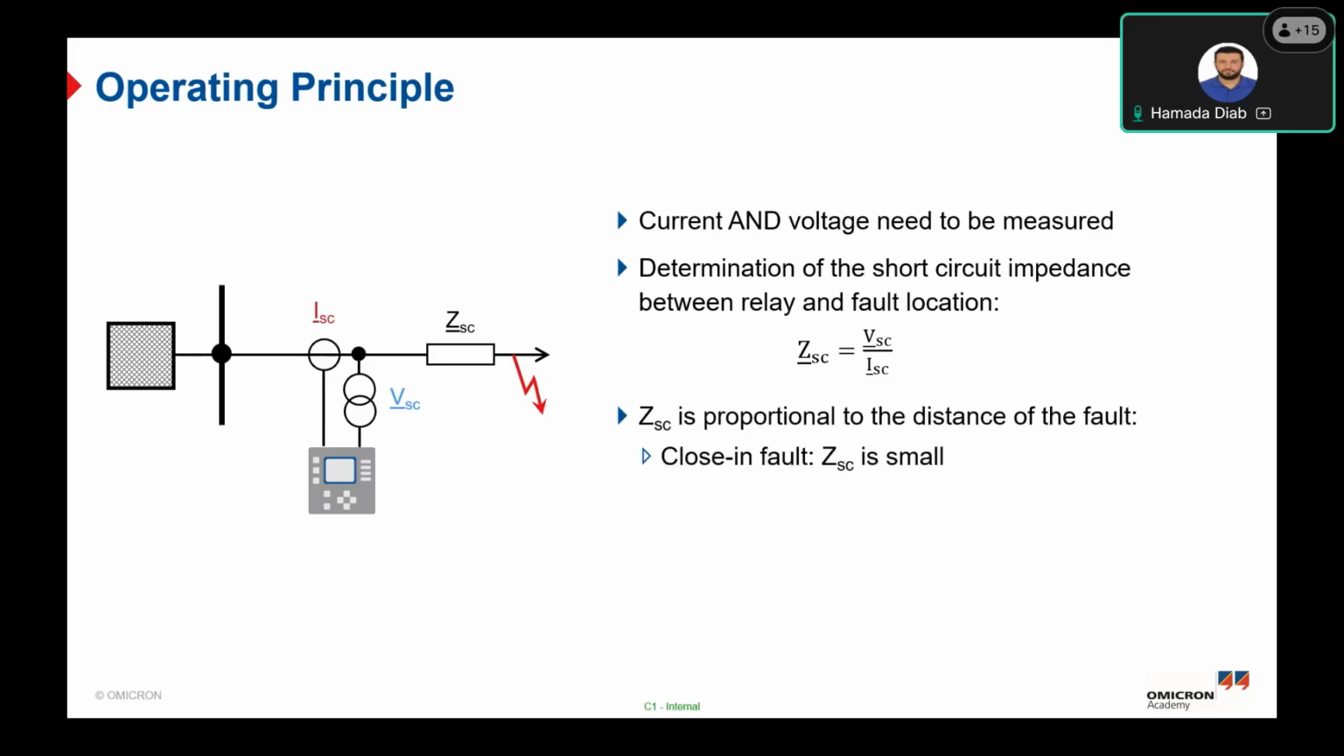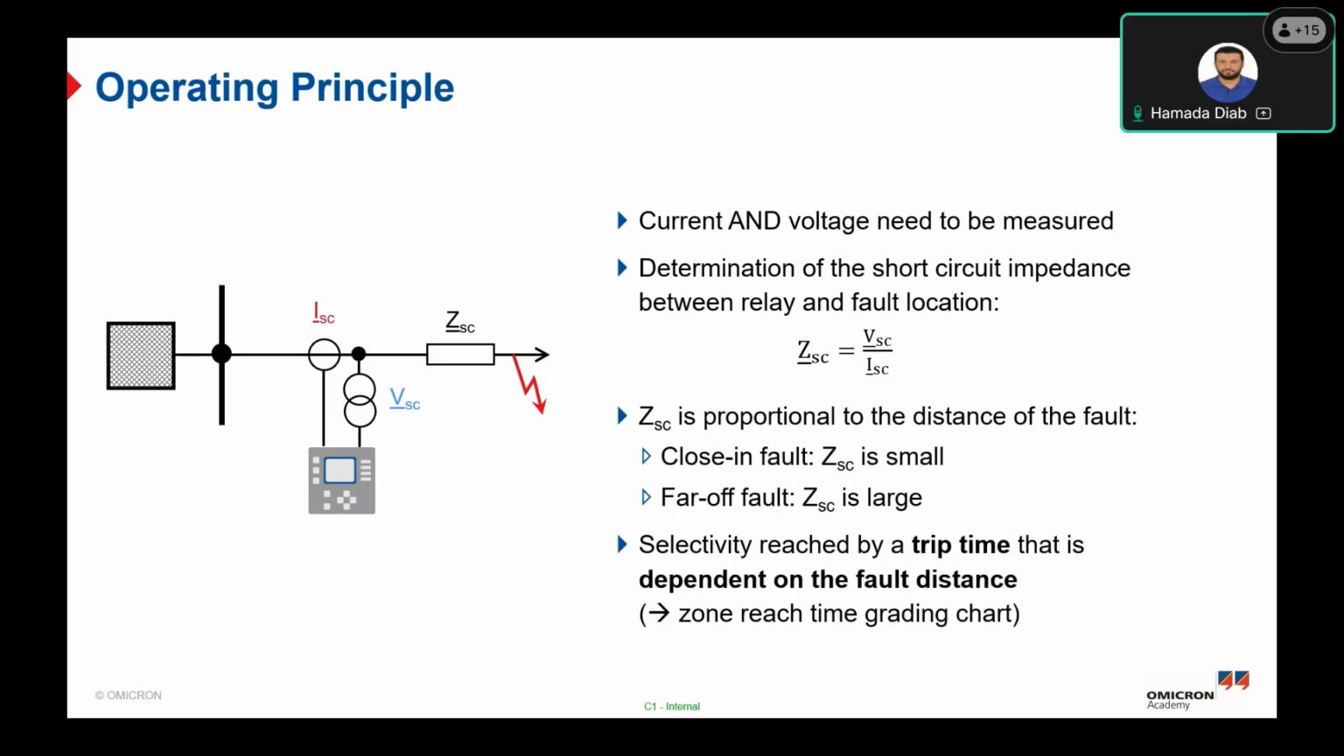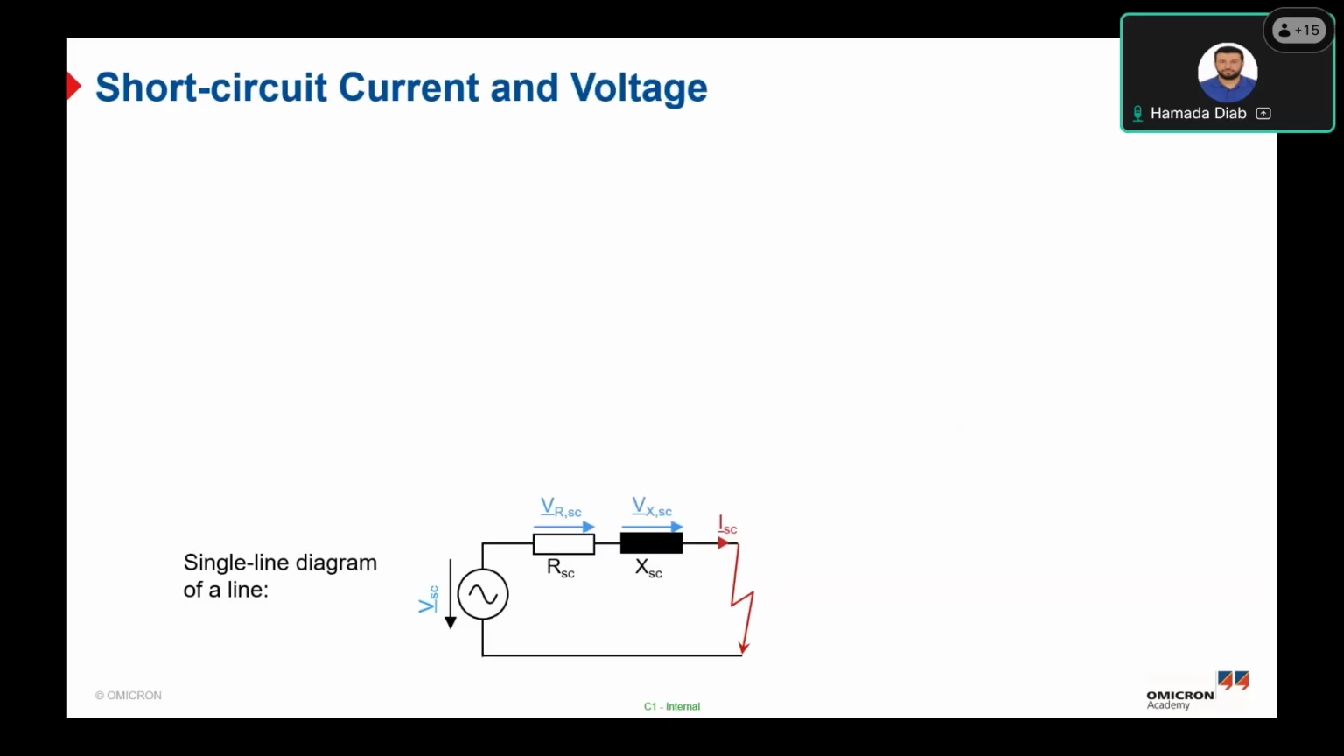For a close-in fault, the ZSC will be small, but for far-off faults, the short circuit impedance will be a very large value and can be located in Z2 or Z3, which means it will have a trip time delay of 400 milliseconds or 800 milliseconds to allow the main protection to trip the fault current. So here the selectivity is determined by the trip time, which depends on the fault distance or the fault location. Now we will talk about the short circuit current and short circuit voltage.